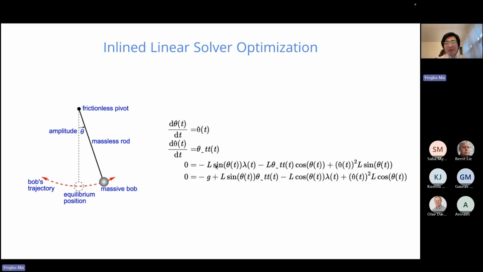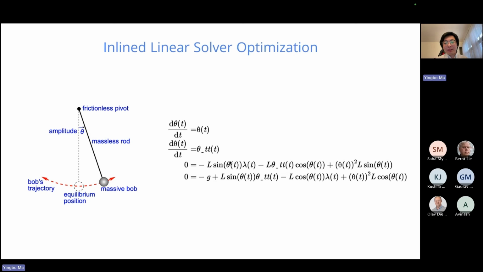And we all know from the first year physics class that we only need angular position and angular velocity to describe the pendulum. So why would Modeling Toolkit give us a simplified system with two more equations? Well, if we take a look at these two algebraic equations more closely, we can see that the algebraic variables are lambda and angular acceleration, and they always appear linearly in these two equations.